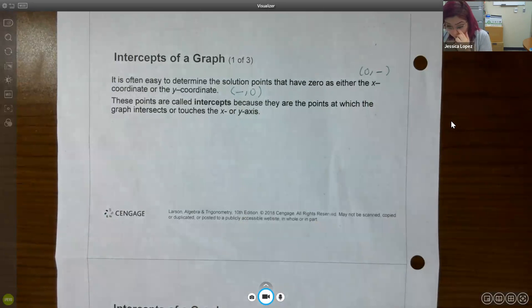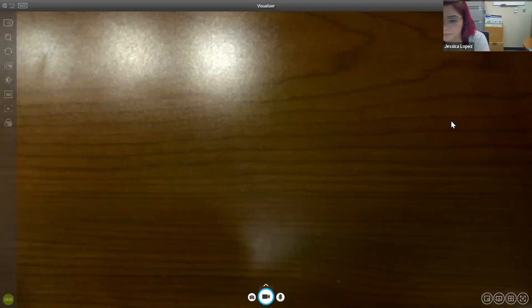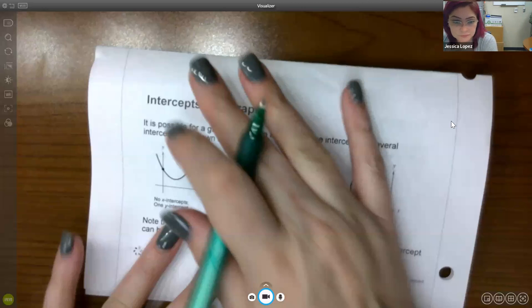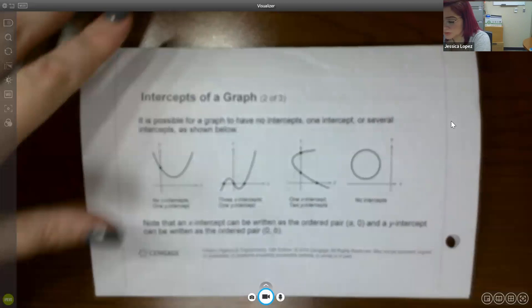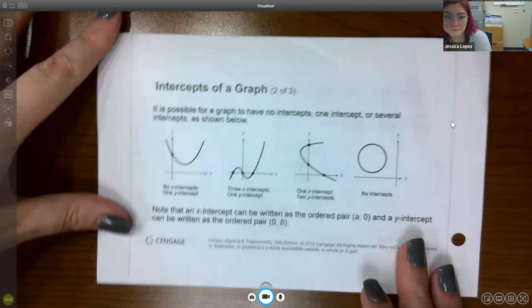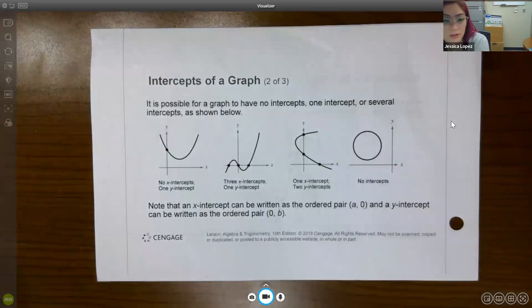So here are some graphs or images of points with intercepts. There we go. I wasn't focusing earlier, but I think it's good now.